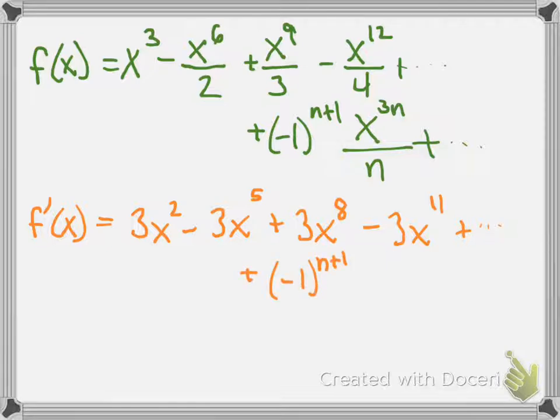And then when I bring down the 3n, the n in the 3n will cancel with the n in the denominator. We'll be left with 3 times x to the 3n minus 1 plus dot dot dot. So that's what the series should look like up to this point.